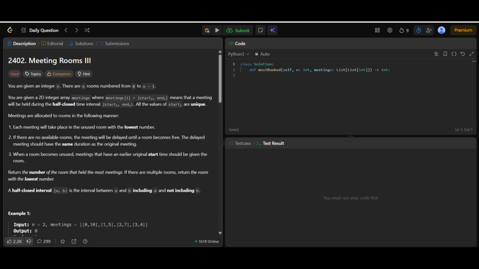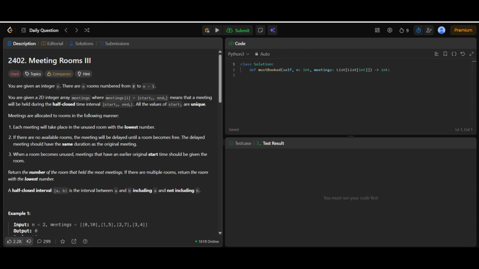Today's LeetCode problem is 2402, Meeting Rooms 3. You are given an integer n, which represents the number of meeting rooms. These rooms are numbered from 0 to n-1. You are also given a two-dimensional array called meetings. Each meeting is represented as start time and end time, written as start I and end I.